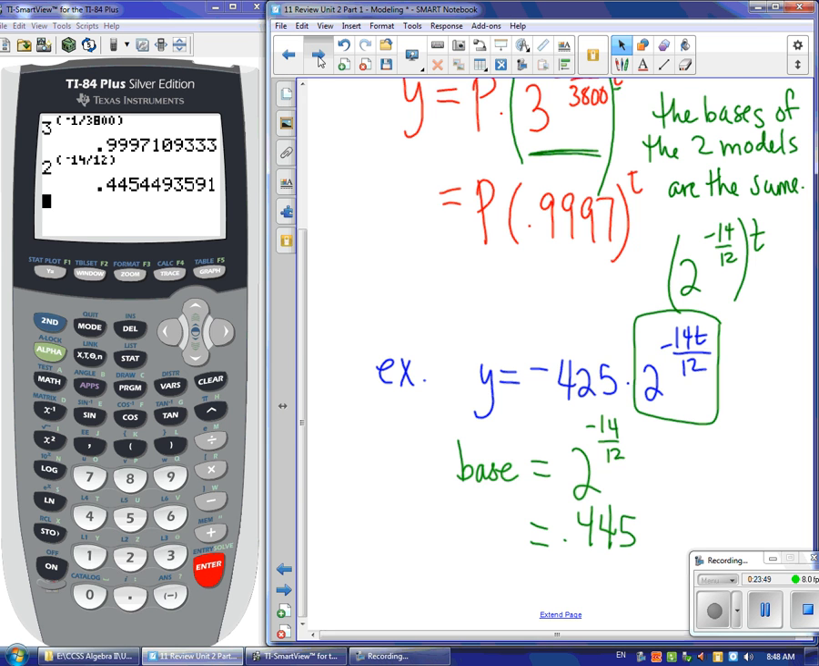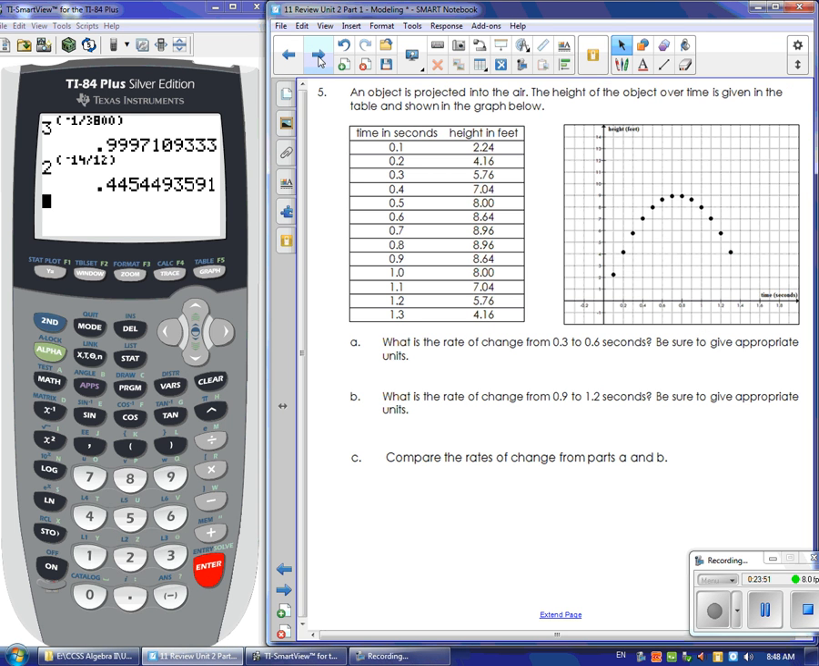Okay, I'm going to quickly do number 5. This problem is actually something that you would have seen in Algebra 1. It's not something that we really spent a lot of time talking about. You're given some data on the height of an object that's been projected into the air over time. And so you're given lots of different times and the height of the object. You're given a scatter plot so we can see that the object goes up and then goes down. And it asks us to determine the rate of change between two time intervals.